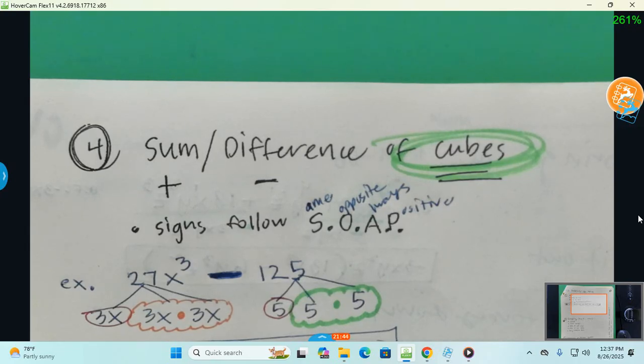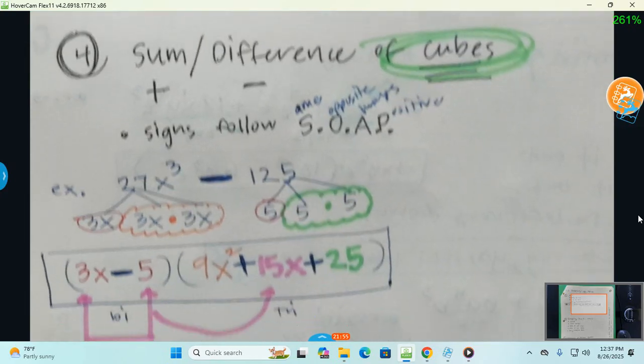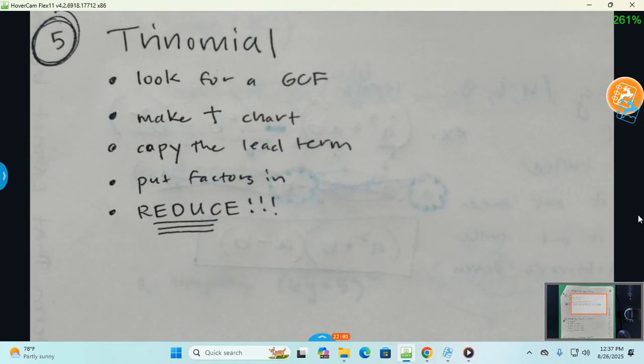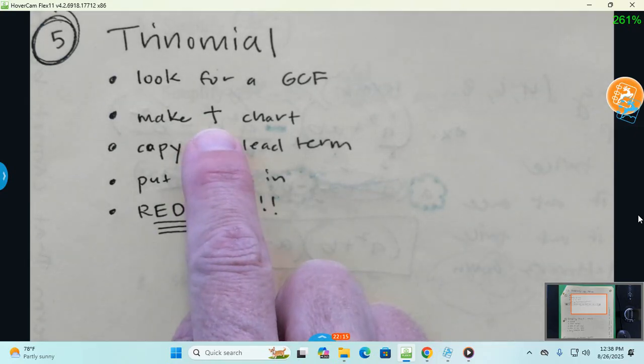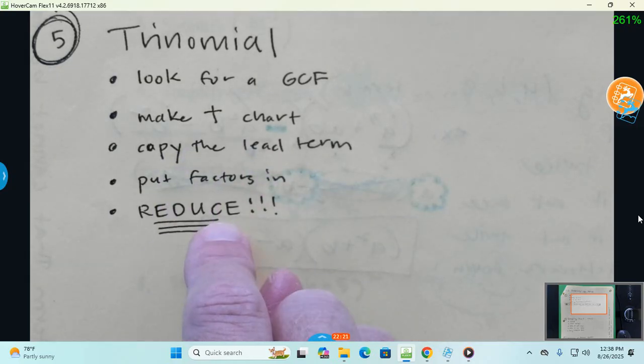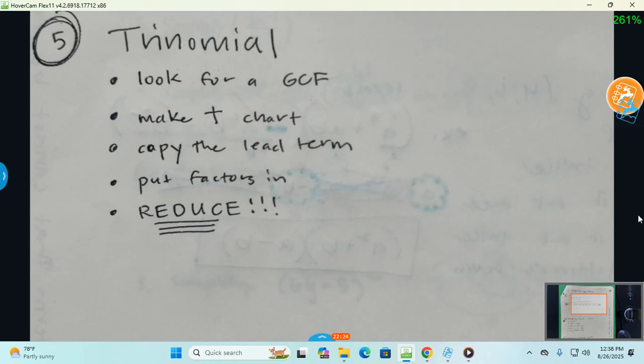But if you have three terms, in other words, if you have a trinomial, and it's not a GCF problem, which it may be, but maybe not, then we have this technique for trinomials. All right, number one, you look for a GCF. We will see one today, hopefully before we leave, that has a GCF. But my two examples on this paper are not going to be that complicated. Number two, you make a T chart. That's T as in the letter T. Copy the lead term, put your factors in, and then reduce. It's not that hard.